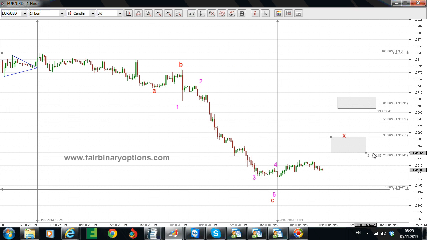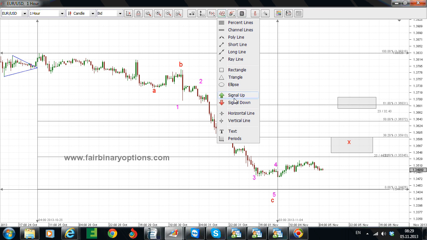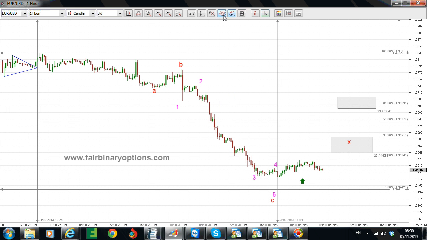This should be an area price should visit, and this should be an area where I'm going to consider buying puts for end of week expiration date or for 1 week expiration date. But until then, the logical thing to do here is to buy calls with an end of day expiration date.